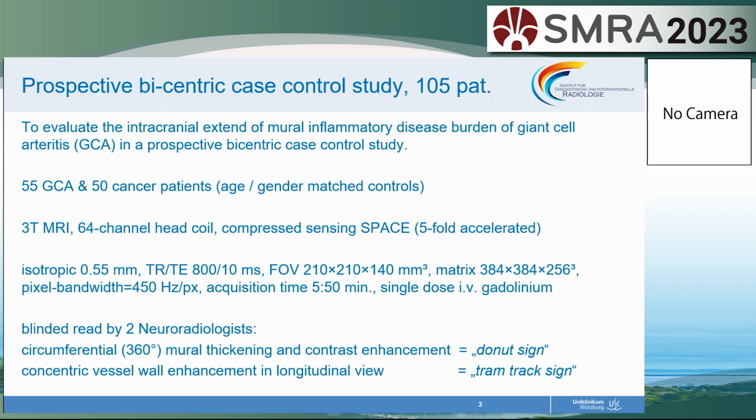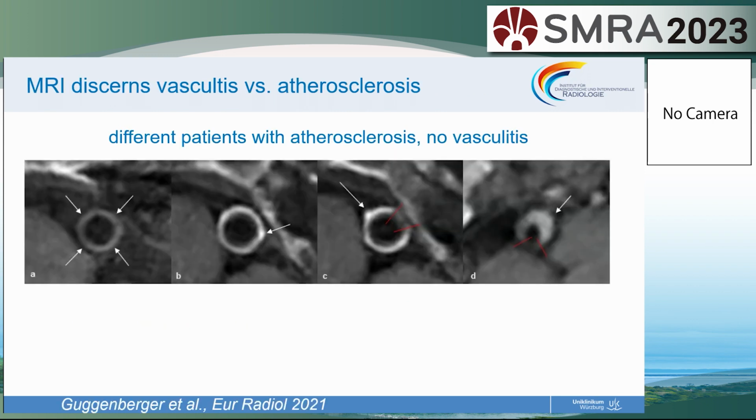We had an add-on with a high-resolution sequence, an isotropic 0.55 millimeter post-contrast compressed sensing 5-fold accelerated SPACE sequence with a 64-channel head coil on the PrismaFit. Two neuroradiologists evaluated the circumferential homogeneous thickening that we know as the donut sign in vasculitis, or if it's along the vessel tract, the tram track sign that we have discussed earlier.